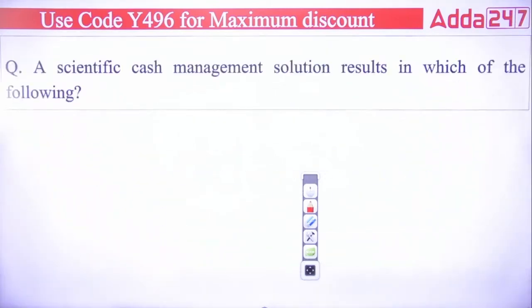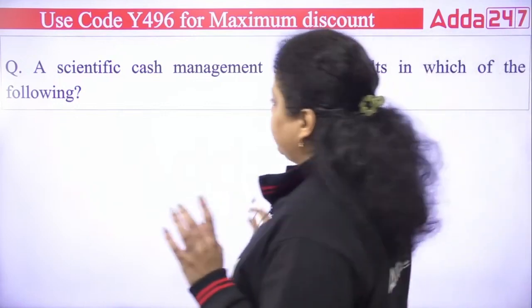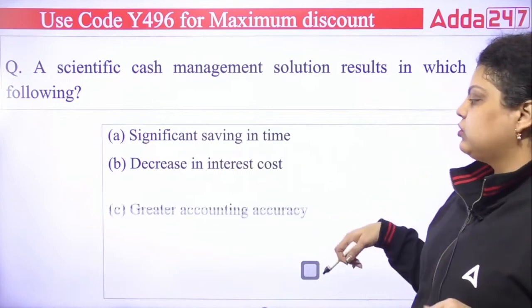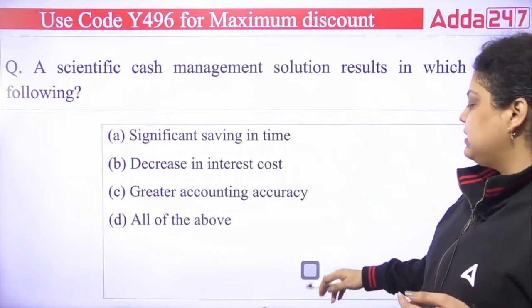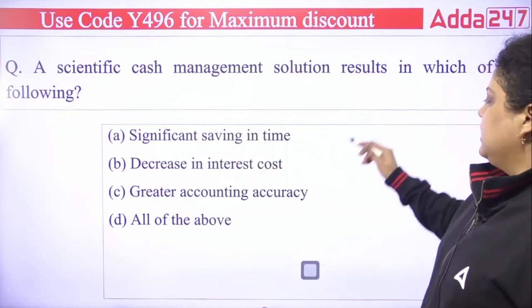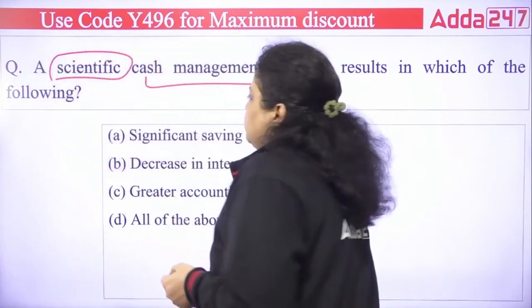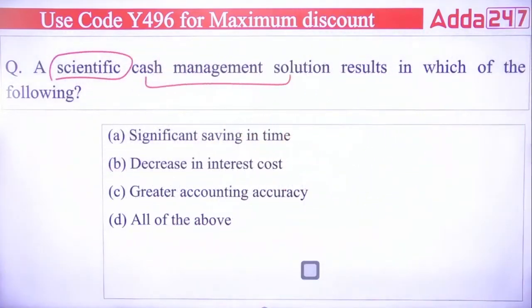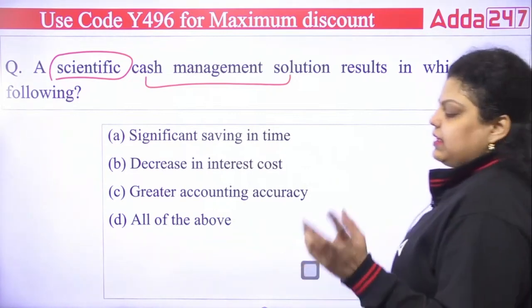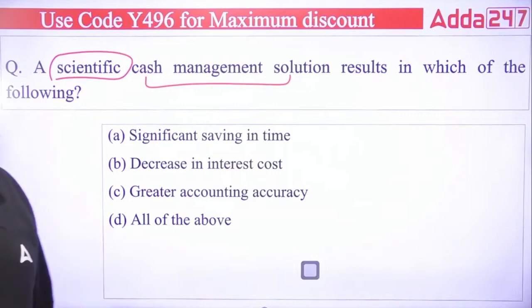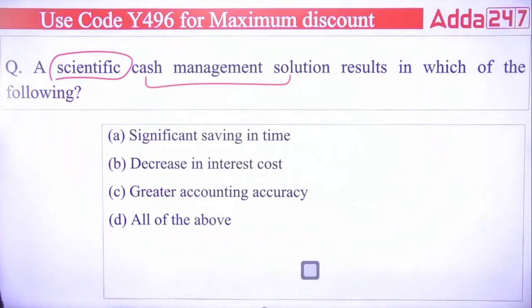Okay. Next, a scientific cash management solution results in which of the following? First is significant saving in time, decrease in interest cost, greater accounting accuracy, and all of the above. Which of the following can you call a scientific cash management solution? Scientific means it is experimental, like you have done an experiment and found out that this is the benefit of the cash management solution: significant savings, decrease in interest cost, greater accounting accuracy, or all of the above.